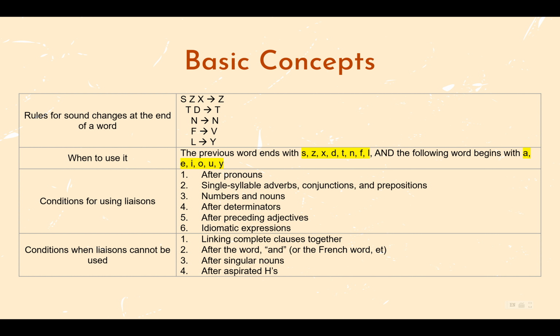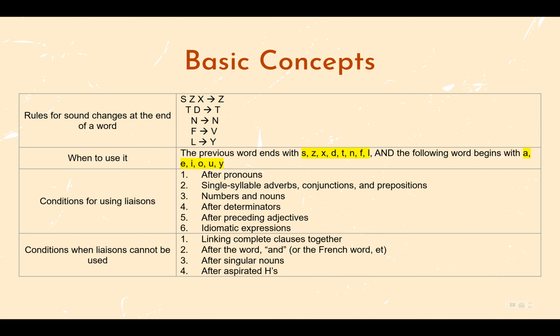If a word has S, Z, or X endings, it will be pronounced as Z. T or D endings will be pronounced as D. N, F, or L endings will be pronounced as N, V, or Y, respectively.